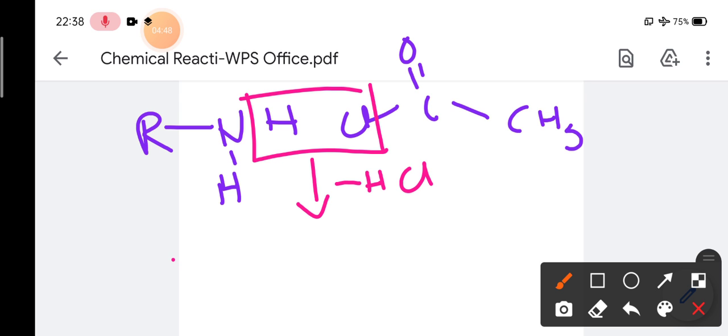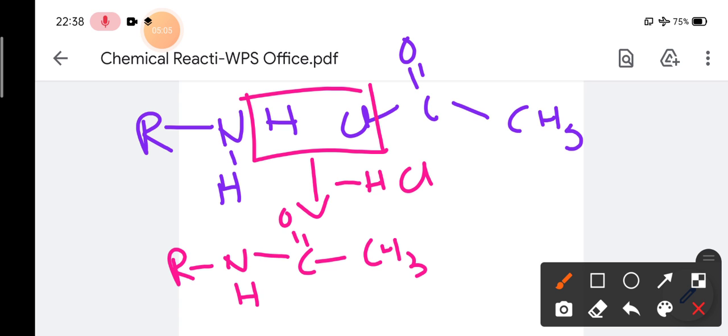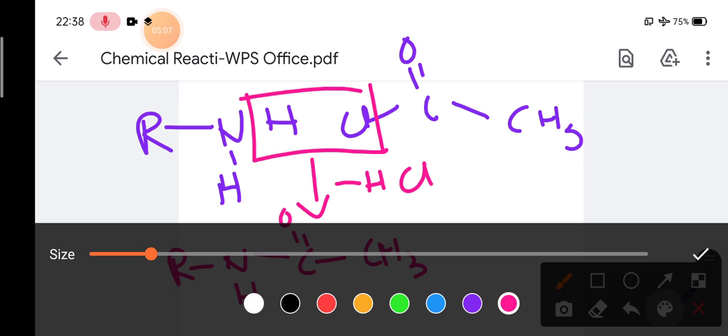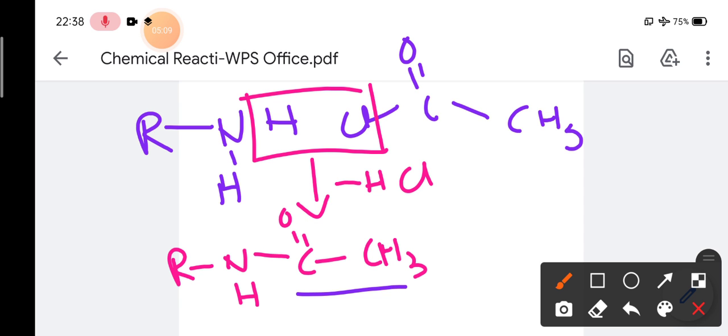So what will be the product? RNH, C double bond O, CH3. Here you can see we have added a CH3CO part to the amine group, that is to the RNH group. That is why it is called an acylation reaction, because here we add an acyl group to it. So this is the final product.